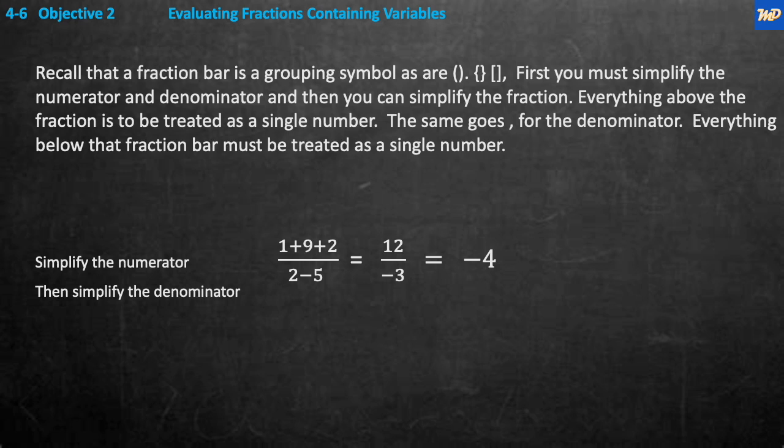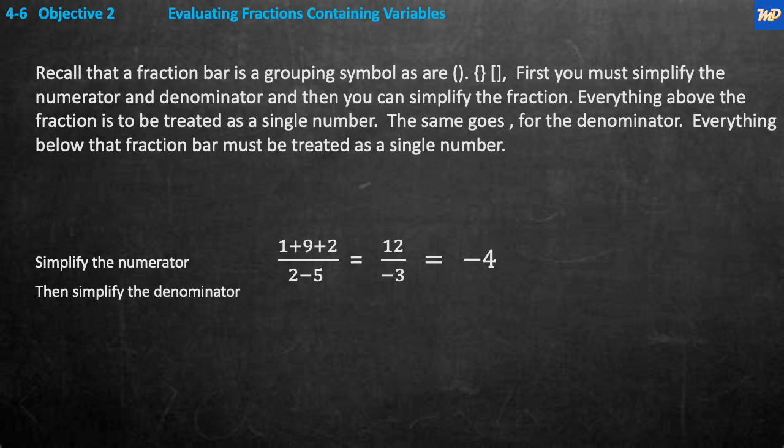For objective 2, evaluating fractions containing variables, we're going to start off by talking about the definition of a fraction and the contents above and below the fraction bar. Recall that a fraction bar is a grouping symbol, as are parentheses, braces, and square brackets. First, you must simplify the numerator and the denominator, and then you can simplify the fraction in its entirety. Everything above the fraction line is to be treated as a single number, and the same goes for the denominator. Everything below that fraction bar must be treated as a single number.